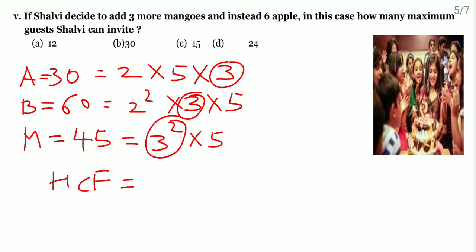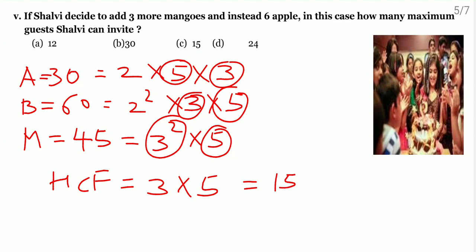Which is having the least exponent? 3. Now here 5, 5 and 5. So alone 5 is there. So 3 into 5, here 15. So in this situation, she will be able to invite 15 guests. Correct? Come to the next question.